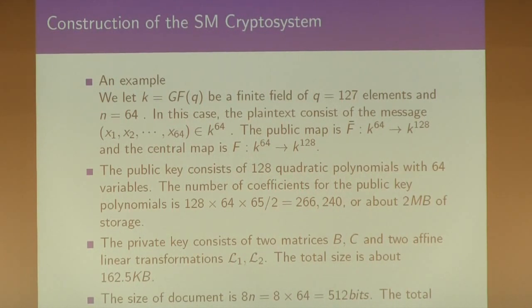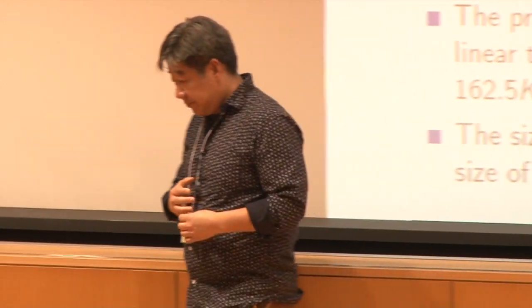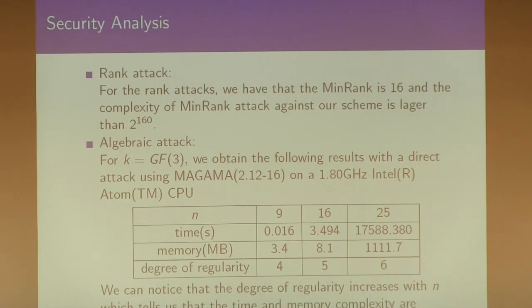Let me give you an example. For example, choose 4, which means in this case I use matrices of size 8 by 8, and then do all those things. Of course, in this case, the key size is very big. It's about 2 megabytes. So this is one of the proposals we have, but the computational efficiency is very, very good.